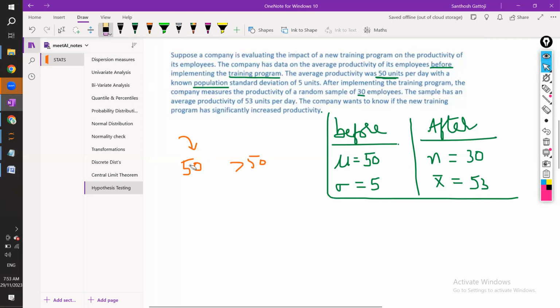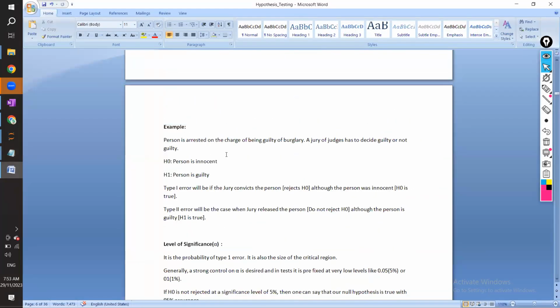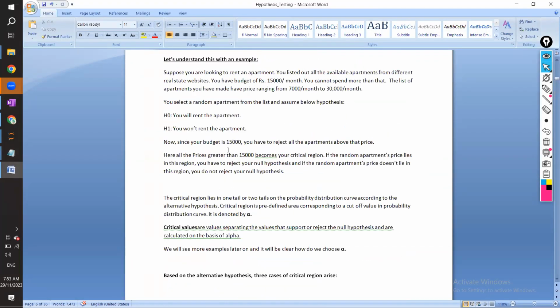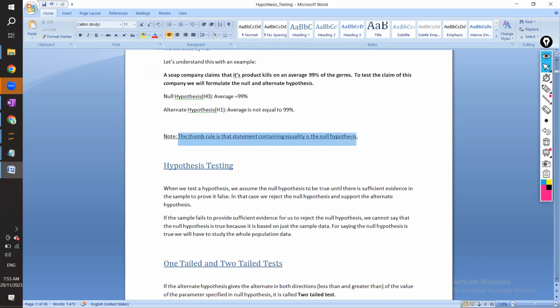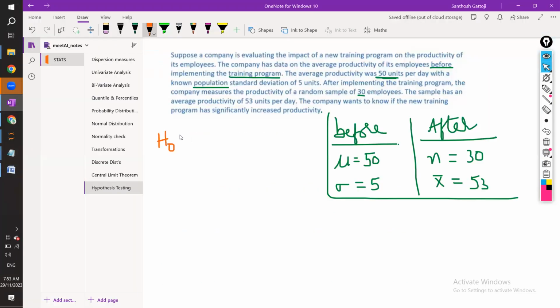Super. Okay, so now we will start creating the hypotheses. First, the null. Remember, wherever you have something equating, you can create it as a null hypothesis. The thumb rule is any statement containing equality can be given as a null hypothesis. So here also, H naught is the null hypothesis, guys. Are you familiar by now? So H naught is the null hypothesis. This is saying, mean equal to 50.